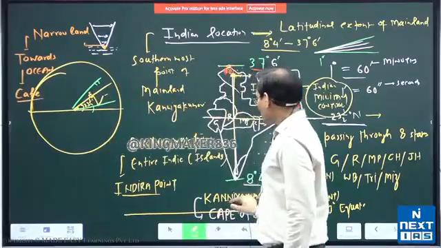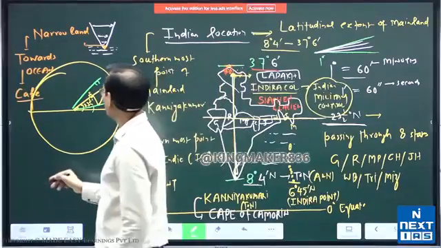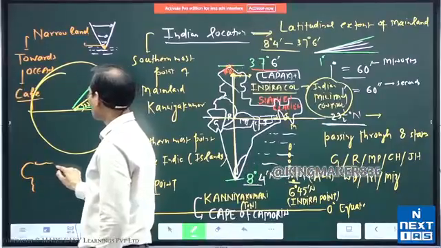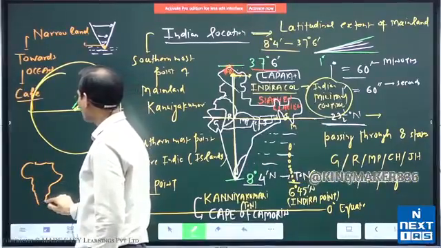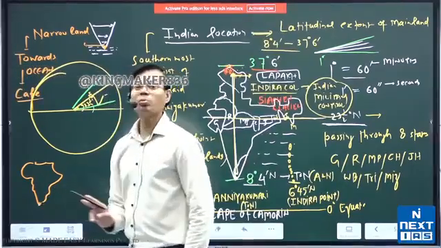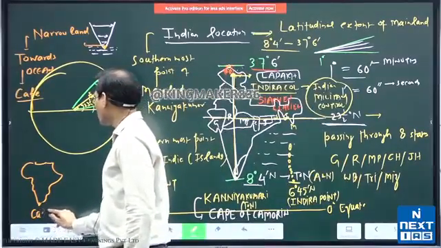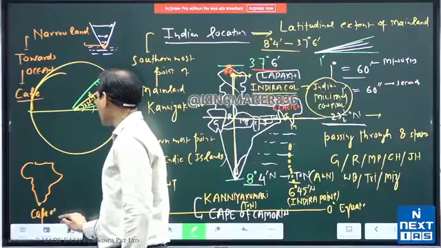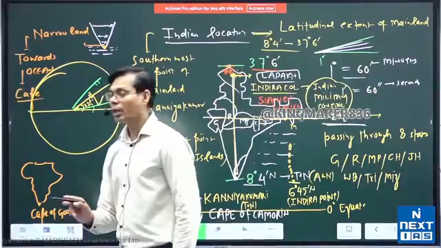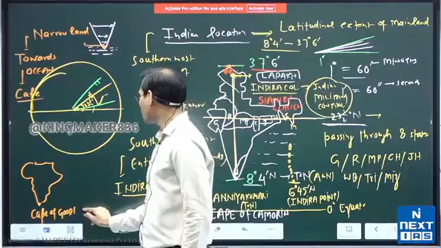Kanyakumari, having the same shape, is called Cape Comorin. Similarly, in the African continent, which you know very well, in the southern area, there is a narrow land called the Cape of Good Hope. There is also another cape, Cape Agulhas. But one famous cape is near Cape Town, even a city having the name Cape Town. A narrow land towards the ocean, the Cape of Good Hope.